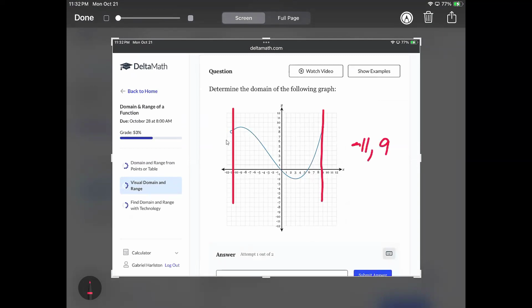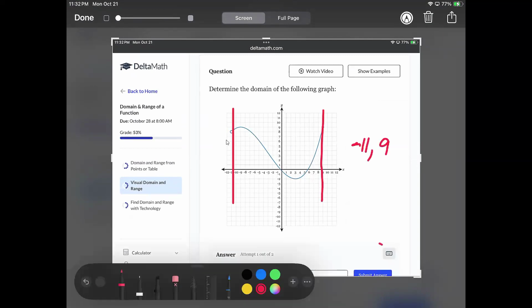Now, there's one thing I need you to understand. This is an open circle, which means that we don't actually touch the -11. So we're going to put parentheses around that. And over here, on this side, we have a closed circle. That means we do include the input 9. So we're going to put a bracket around it. If you have an open circle, it's a parenthesis. If you have a closed circle, it's a bracket. So that's a -11 to 9.